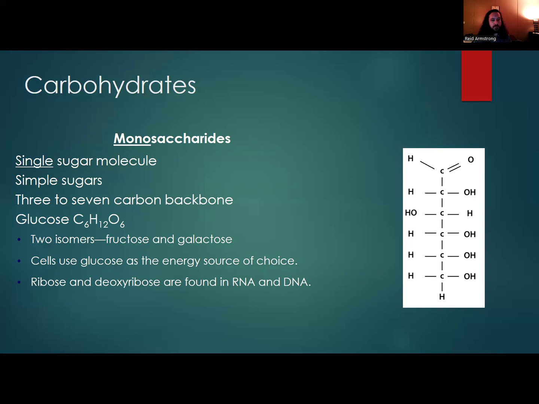These are two isomers, fructose and galactose. So cells use glucose as the energy source of choice. Ribose and deoxyribose are found in RNA and DNA, and these are sugars. So again, the most important part about monosaccharides, the stuff that I want you to know, is that a monosaccharide is a single sugar, and it is a simple sugar. Pretty simple.